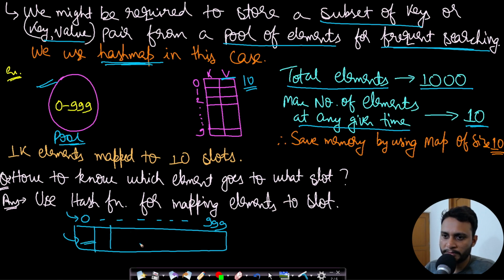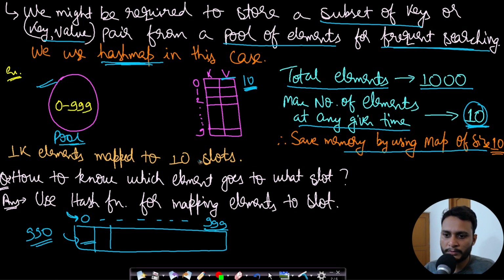So if you are considering this, then actually we only need fast searching for 10 elements, and so making an array of size 1000 will just be a waste of memory, right? We are making the array size 990 extra because we just need to store 10 elements, and that is why we will be using a hash map. Therefore it will be very space efficient.